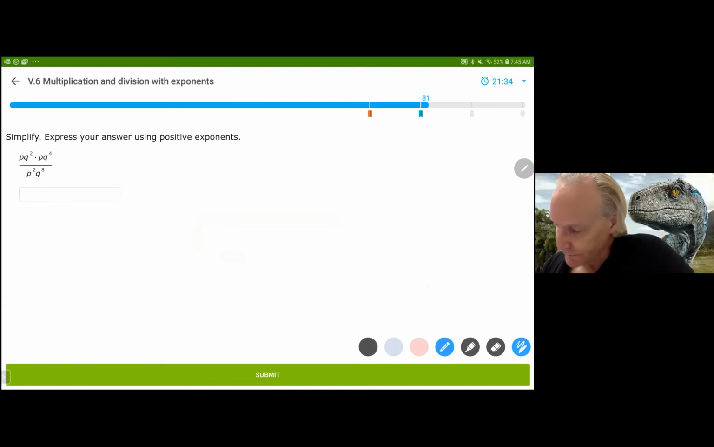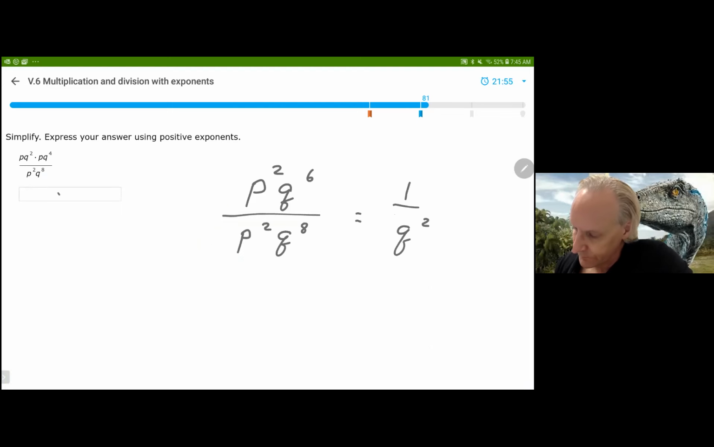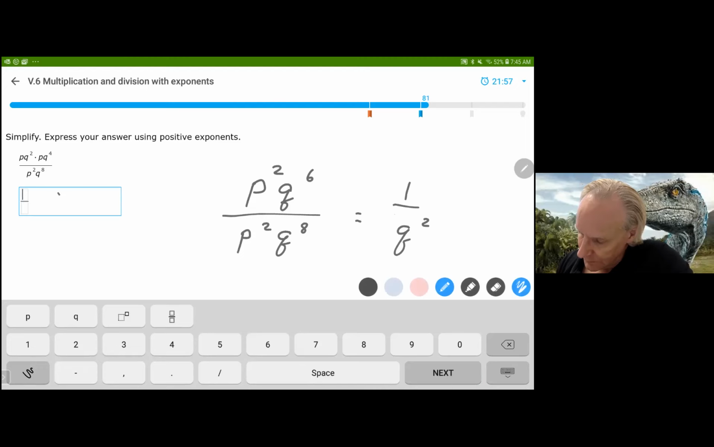I don't know if you can see it okay. Hopefully you can see it all right. I'm not sure if it's big enough. I've got a p squared and a q to the 6th. I'm just simplifying my numerator. And I have a p squared and a q to the 8th in the denominator, which is 1 over q squared. Let me just double check it here. Yep, that's the one. The p's cancel each other out.